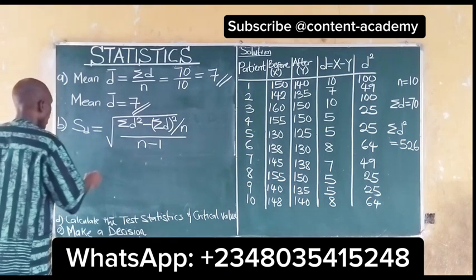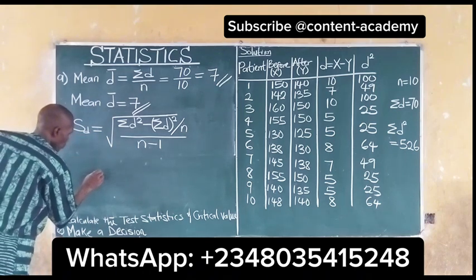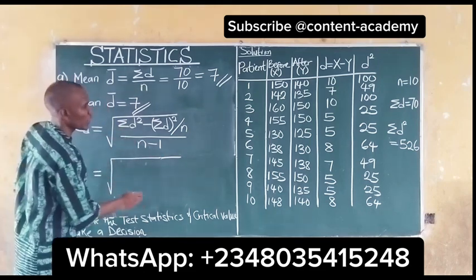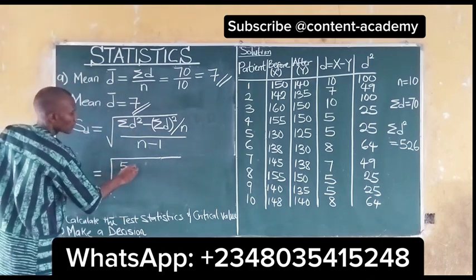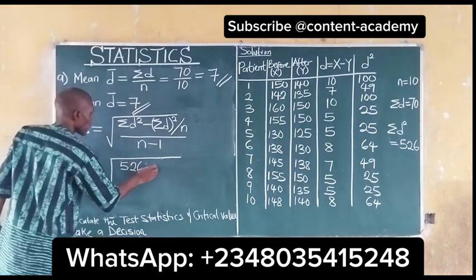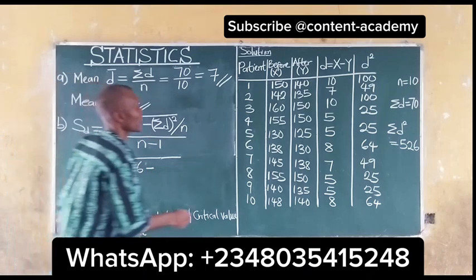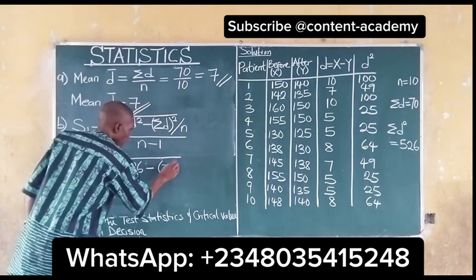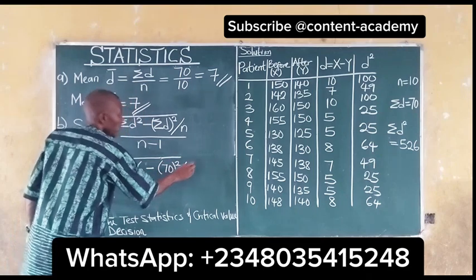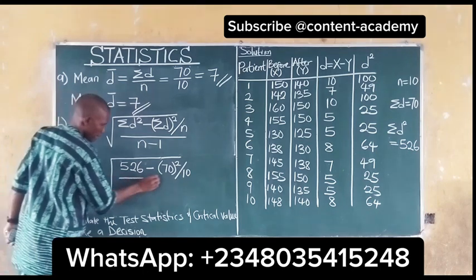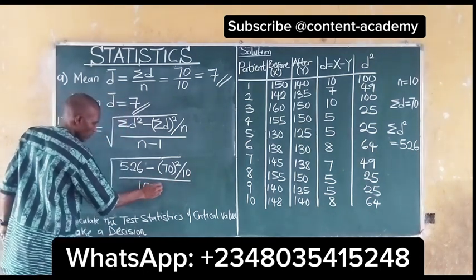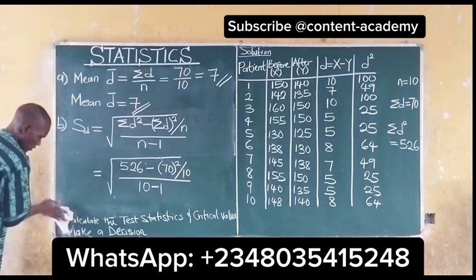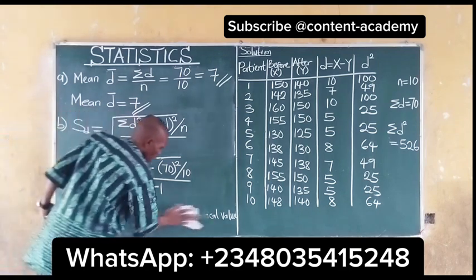Now, we have this to be equal to the square root of summation of d squared, which is 526, minus summation of d all squared. Summation of d here is 70, squared, divided by n, which is 10, all over n, which is 10, minus 1. You still have to delete this other part of the board. We'll come to it later.